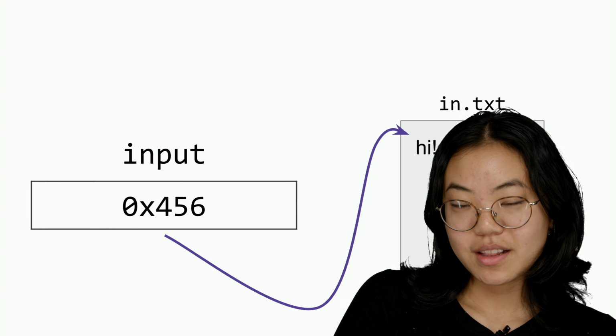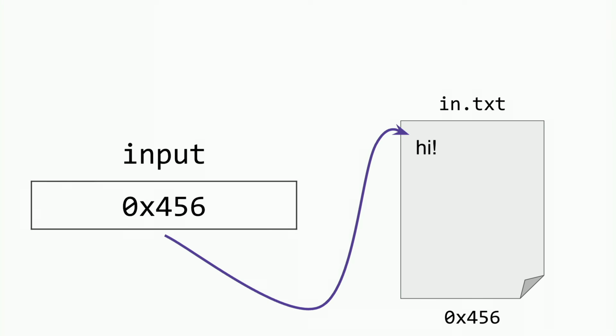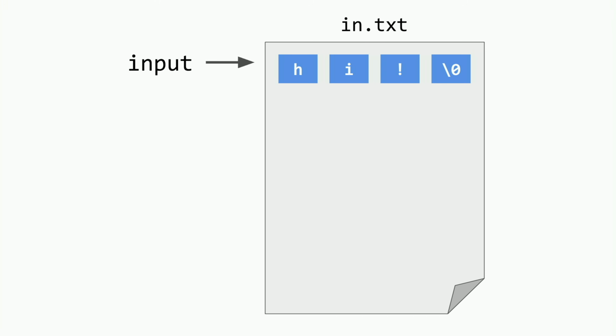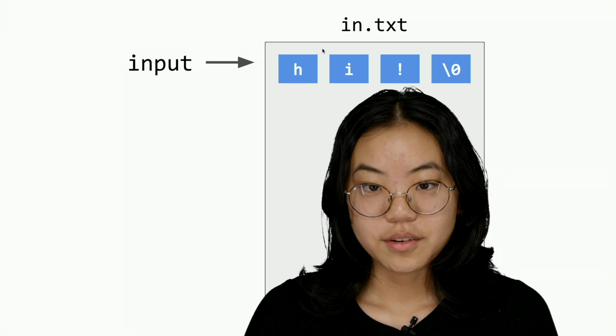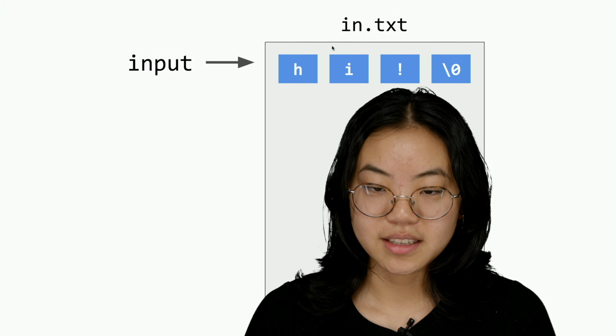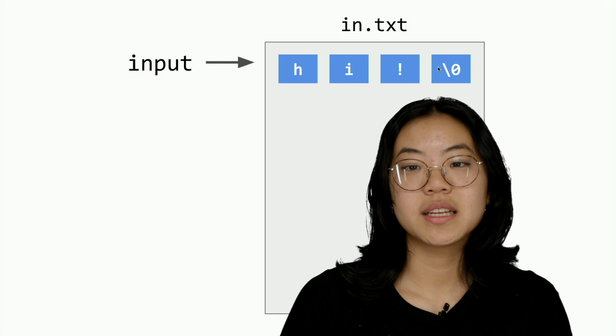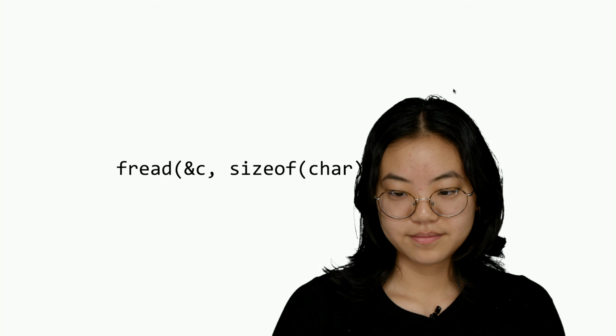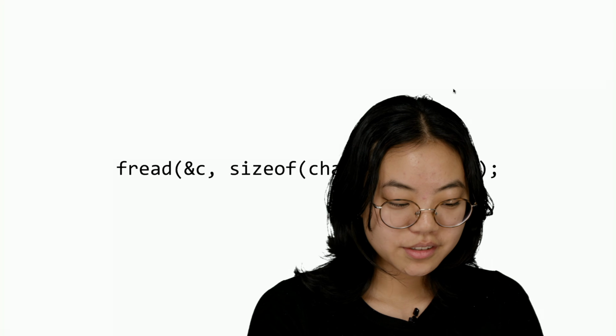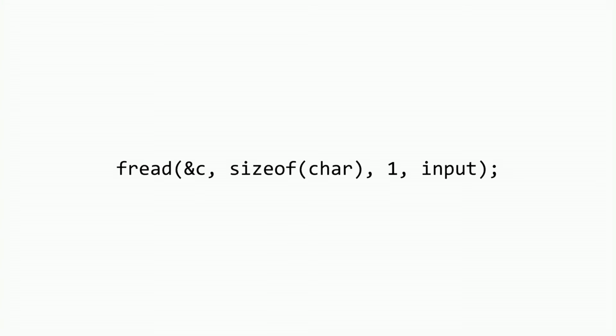Okay, so let's say we've now opened up in.txt and we have this input pointer that's pointing to this file. This is like a representation where each of these blocks is a byte. And so we have one byte for lowercase h, then lowercase i, then exclamation point, and then our null character. So how do we actually get that information? How do we read it? Well, we can use fread. So fread takes in 4 inputs here.